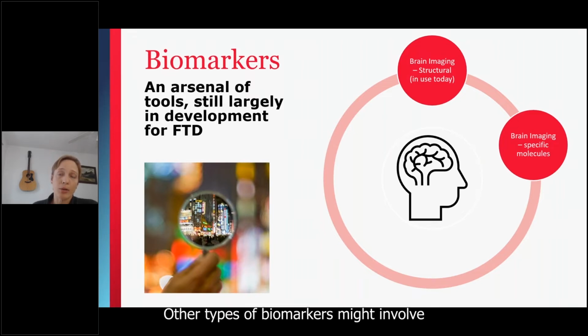Other types of biomarkers might involve, say, PET imaging or other approaches where you're imaging for specific types of molecules to see their presence in the brain. The Alzheimer's disease field has seen a lot of progress in this over the last 5 to 10 years, where a doctor can order a test to see how much amyloid protein and damage is in the brain, how much tau damage is in the brain. The FTD field isn't there yet, but it's coming. It's on its way.